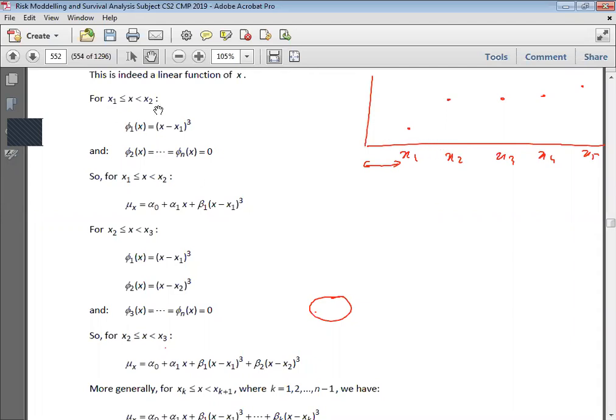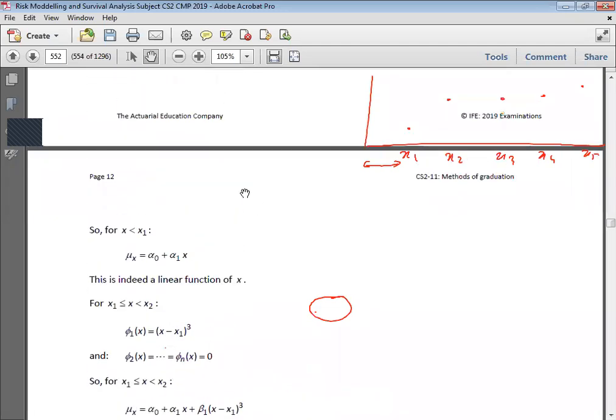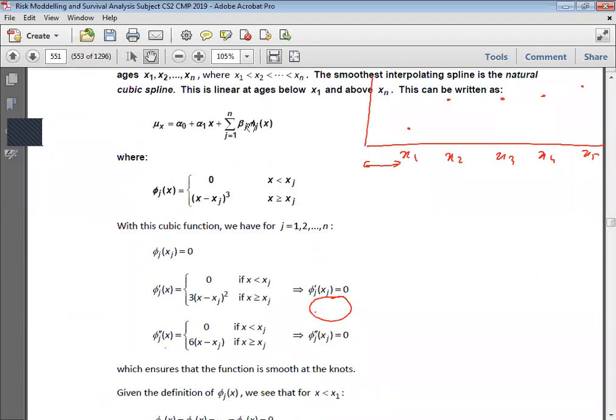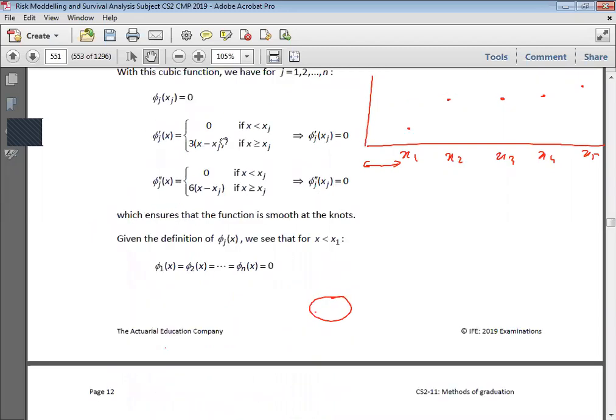So your spline function for the values of ages in between x1 and x2 will be this thing plus beta 1 times x minus x1 to the cube. So this comes from the function that we have defined. This beta j times phi j, and this phi j is defined as this.